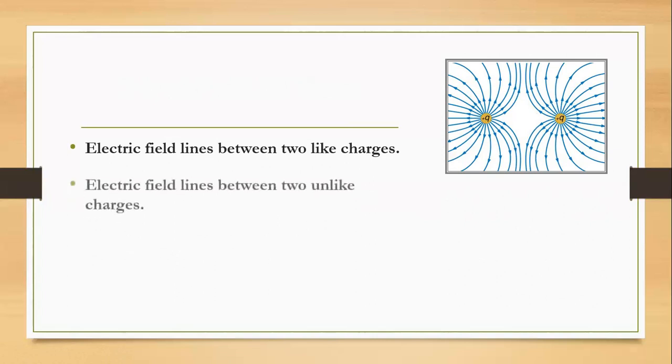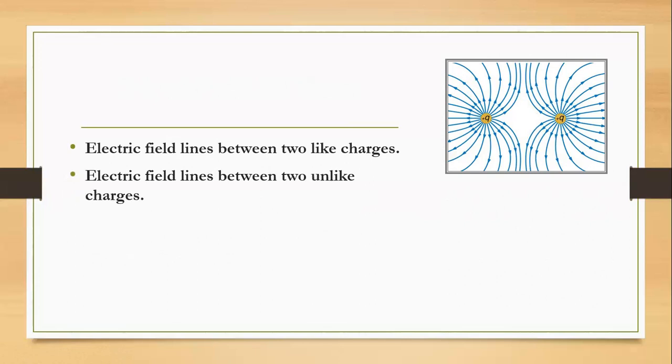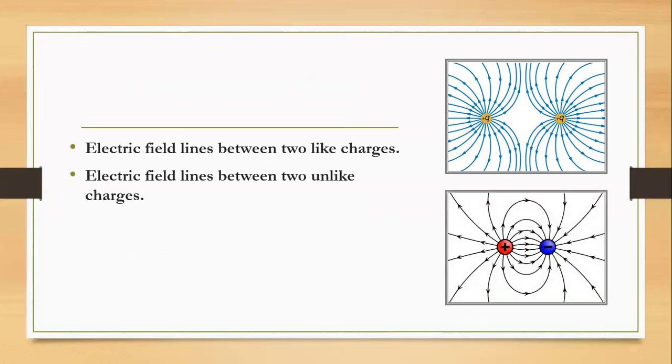Now take another example, the electric field lines between two unlike charges. As we discussed, the electric force between two unlike charges will be an attractive force. It means that when we place two unlike charges very close to each other, they always attract each other. You can see from this figure that the field lines are moving or attracting towards each other.